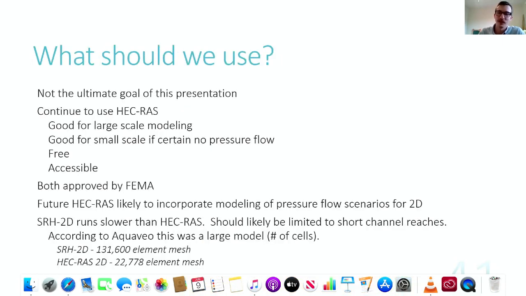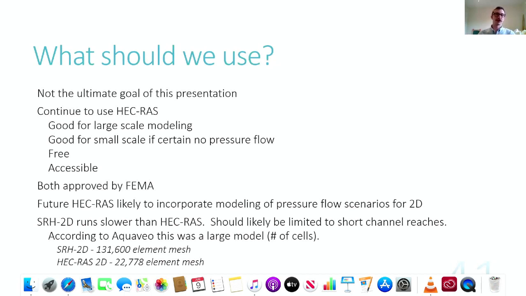So the goal obviously was not to determine which model to use, but I do think it's appropriate to close the presentation with this discussion. If you have pressure flow, then you need to use SRH-2D. If anything, you should at least verify in your RAS model, especially if you're looking at one structure that's not in pressure flow, but there's one nearby that is. You need to verify before you just assume the RAS is going to give you the right answer.